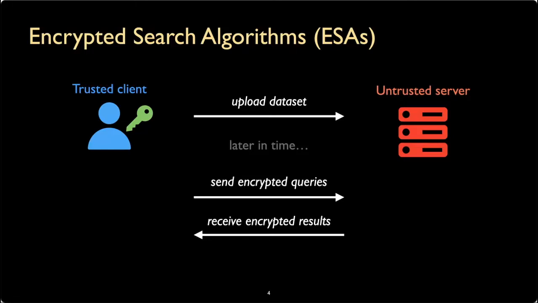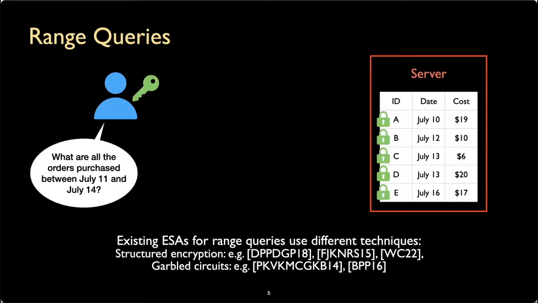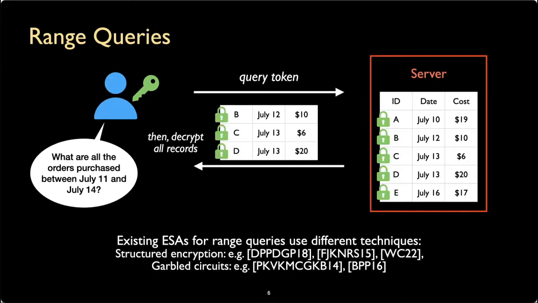The type of query that is of most interest to us in this particular work is that of a range query. For example, suppose we have a shopping application that has an order table containing dates and costs of orders, and the client is interested in all of the orders purchased between July 11th and July 14th. There are many existing encrypted search algorithms for range queries, many of which use different techniques, but they all follow the same process as we just saw before. You use your secret key to generate some kind of encrypted query token, and then the server returns all of the encrypted results for the client to then decrypt.